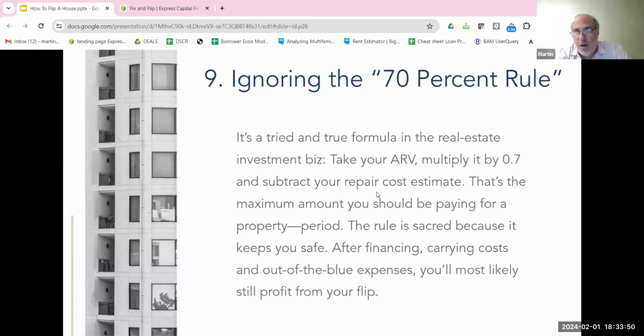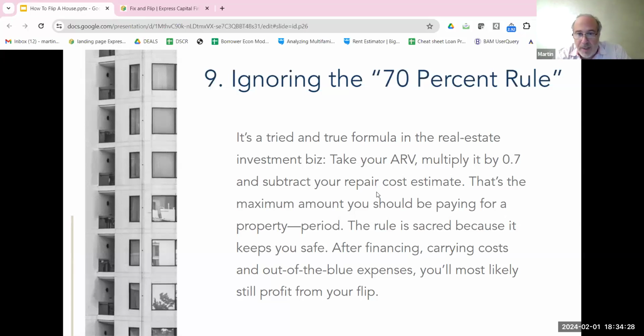So let's say your ARV is $500,000. Multiply it by 70%, that's 350, minus, let's just say, $50,000 rehab. Your max allowed offer should be no more than $300,000. You should be starting out at 250, 260, whatever it may be, but you should not be exceeding $300,000. To keep it simple, multiply your ARV by 70%, deduct your rehab, and that should be your maximum allowed offer.